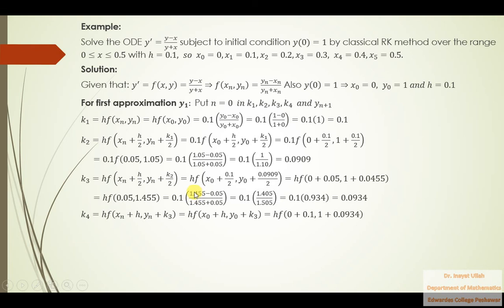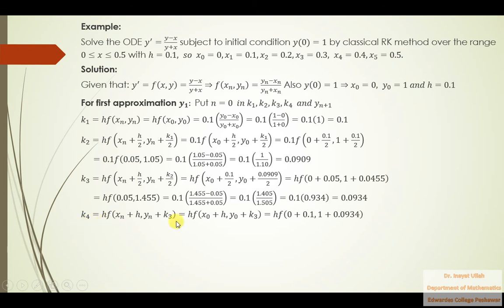Try to correct this number, that is 1.0455. Maybe this answer is wrong regarding this 0 number, so correct this number. Anyways, calculate k4. How could we calculate k4?